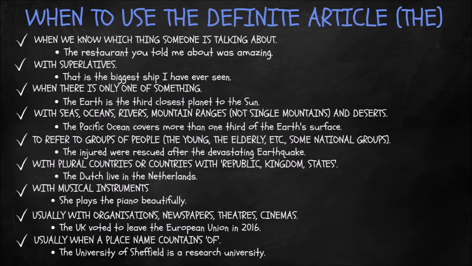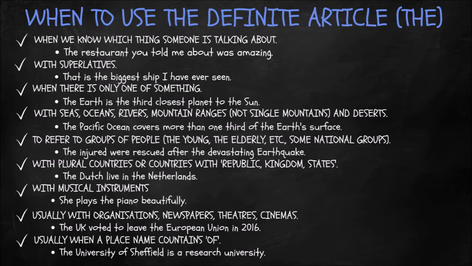We also use the to refer to groups of people, the young, the elderly, the rich, the unemployed, and also some national groups. The injured were rescued after the devastating earthquake. And I will just go back to that point about national groups, because there is a little bit of a rule in terms of how you can use the when you're talking about national groups.